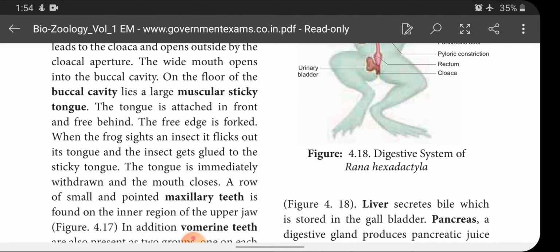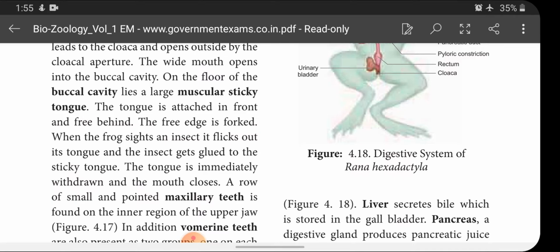The free edge of the tongue is forked. When the frog sights an insect, it will keep its tongue outside. The tip of the tongue consists of glue, and the insect gets glued to the sticky tongue. The tongue is immediately withdrawn and the mouth closes.